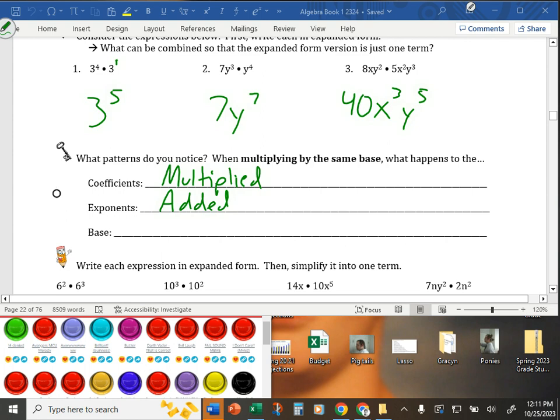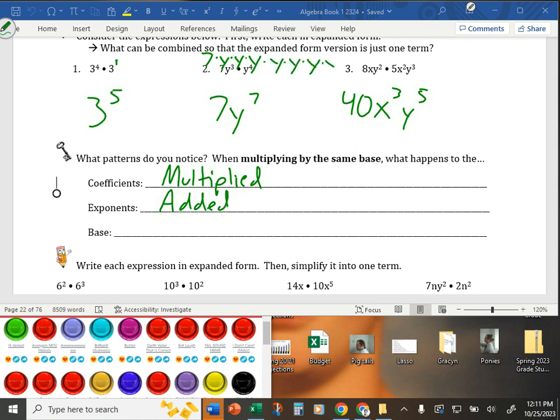And in expanded form, it's very clear why that is. Let's take our 7y cubed times y to the 4th. We have 7. Y cubed is 3 y's. Right? We have 3 of them. We get 4 more. 1, 2, 3, 4, 5, 6, 7. 3 plus 4 is 7. You don't have to go to expanded form anymore because we have this rule, this shortcut, this pattern. And finally, the base. 3 to the 4th times 3 to the 5th.